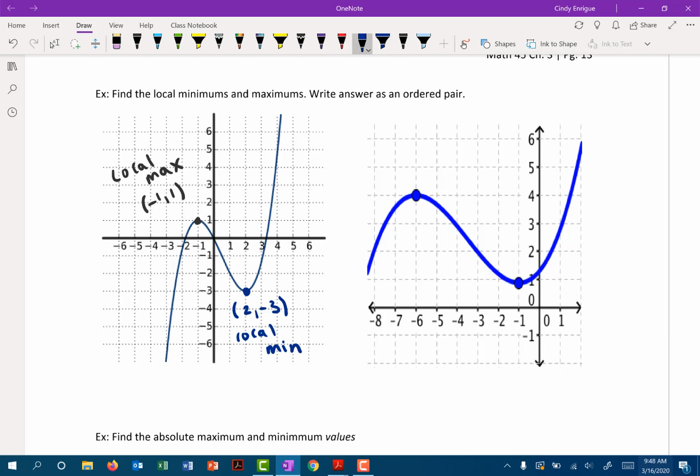Here, it looks like these points are already kind of pointed out for us. So this point looks like it's a high point, so it's a maximum. So this is a local max. And that ordered pair is at -6, +4. And I also have this point over here that's represented for me. And that point is a -1, 1, and that's our local min. So you're just making sure that when you look at these graphs, you're like, okay, what's a high point? What's a low point? That's going to represent your local max and your local min.